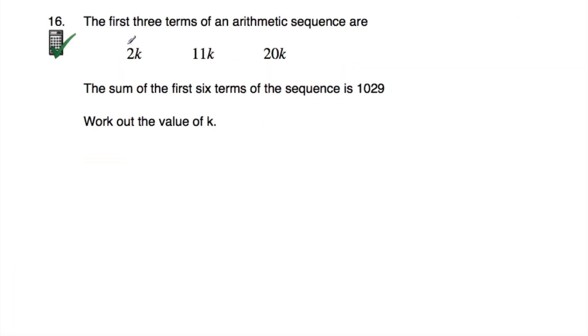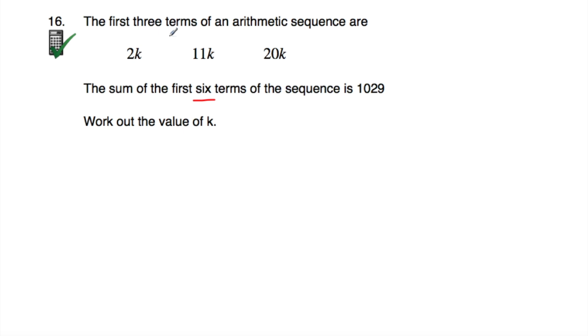Okay, let's look at question number 16. Question number 16 says the first 3 terms of an arithmetic sequence are 2k, 11k, and 20k, and the sum of the first 6 terms is 1029. Work out the value of k. So we want to find the first 6 terms. So we've got the first, the second, the third. Let's find the fourth, the fifth, and the sixth.